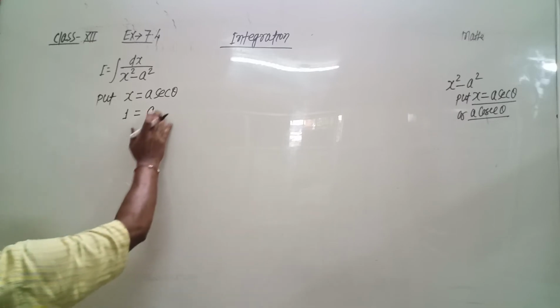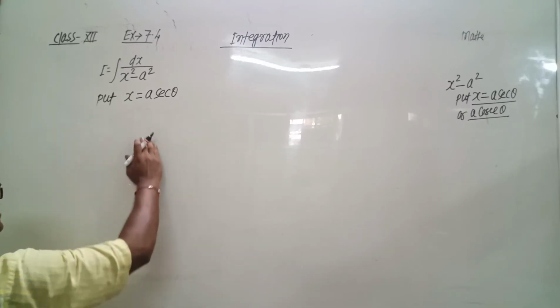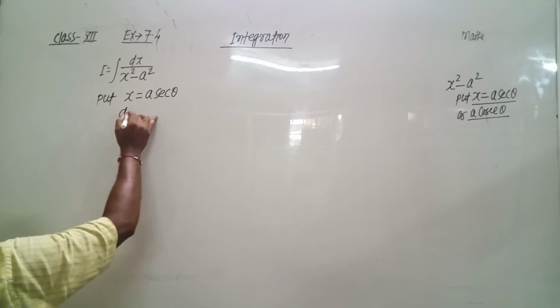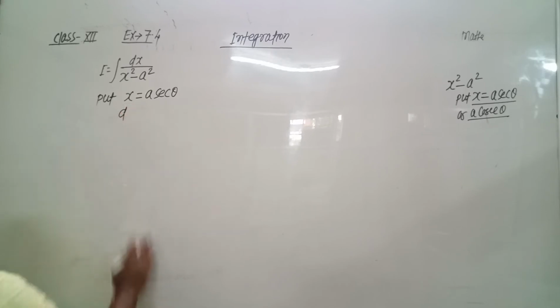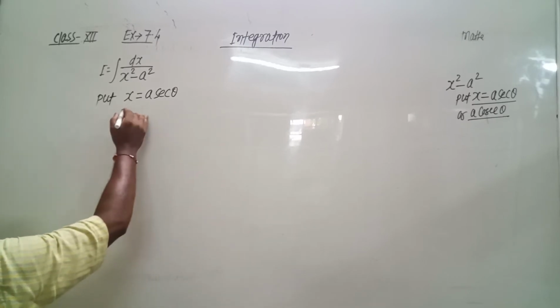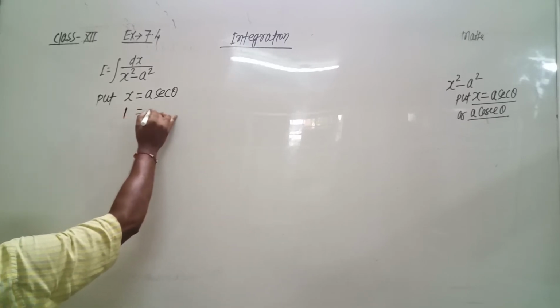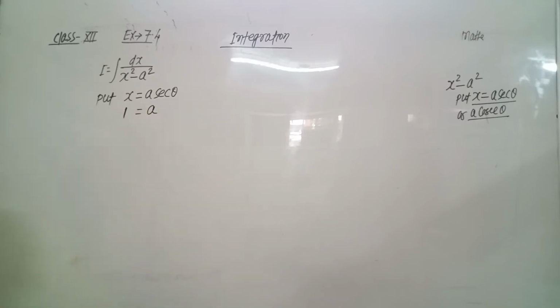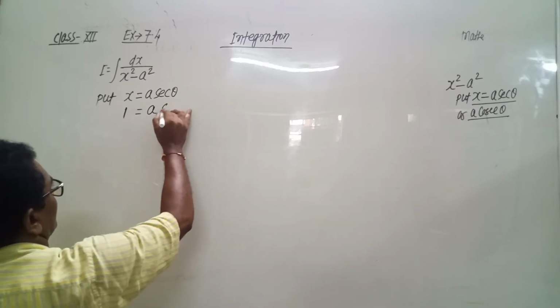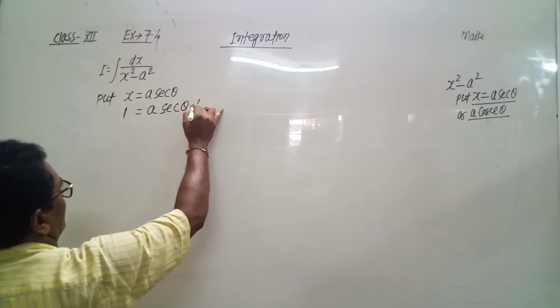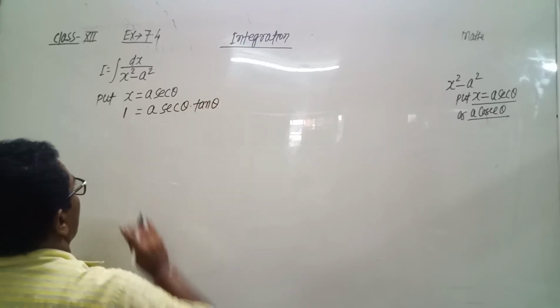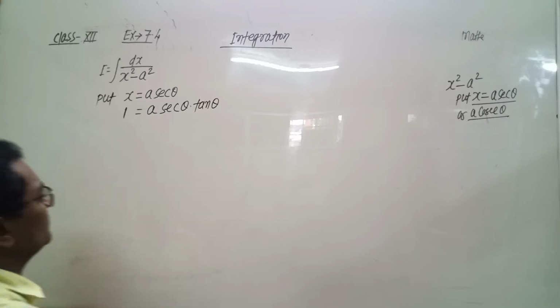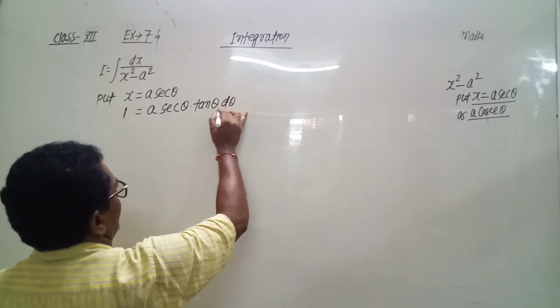We differentiate with respect to theta. So dx by d theta: differentiation of x is 1, a is the constant term as it is, and differentiation of sec theta is sec theta into tan theta, and differentiation of theta is d theta by dx.